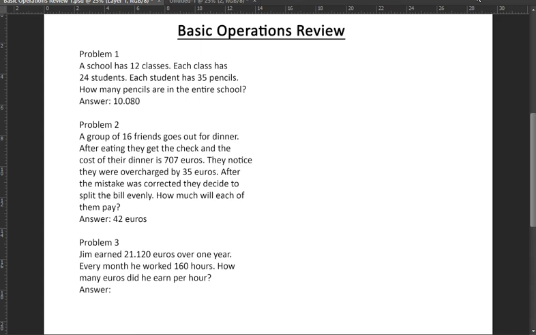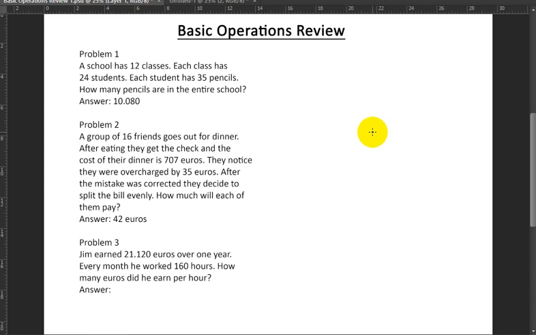Okay, so next up, problem 3. Problem 3 says, Jim earned 21,120 euros over 1 year. Great, good for him. Every month, he worked 160 hours. How many euros did he earn per hour? Okay, so here we know the total amount of money that he made throughout the entire year. And we're being told how many hours he worked per month. And we're being asked how many euros he earned every hour.